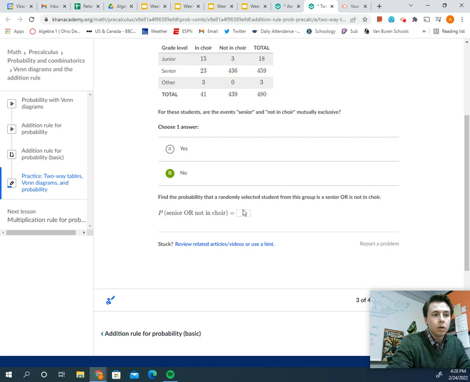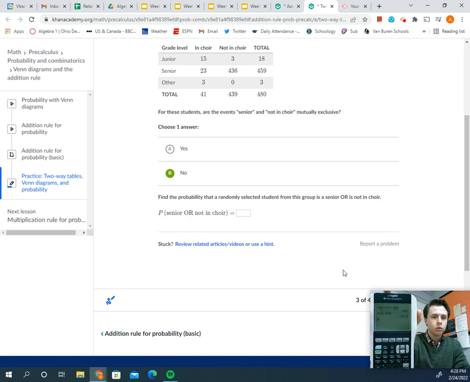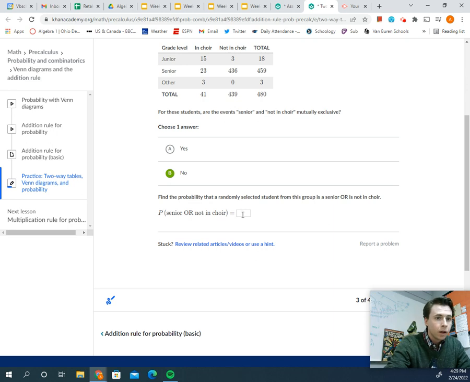Now, I'm not going to type in 462 here. Why? Because it's looking for P of, and that means we want the probability. Well, probability is part over whole. So I'm going to take that 462 and divide it by 480. And when I do that, I get 0.9625.